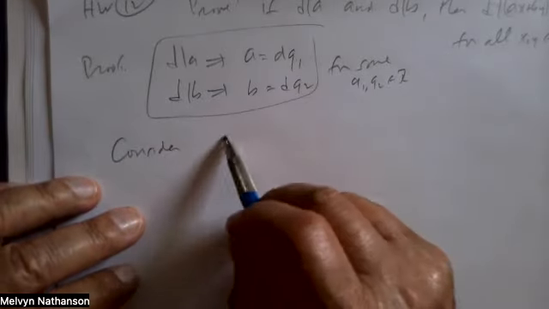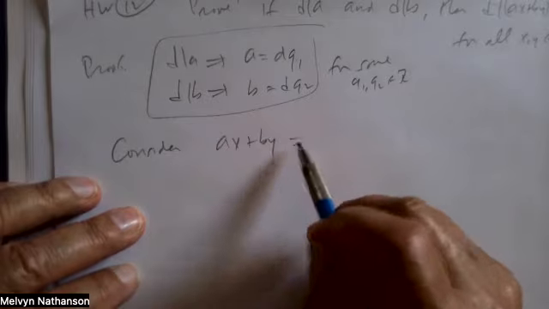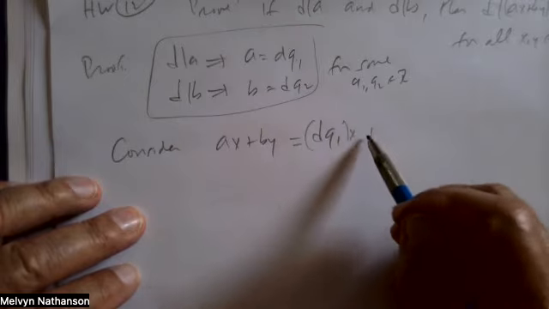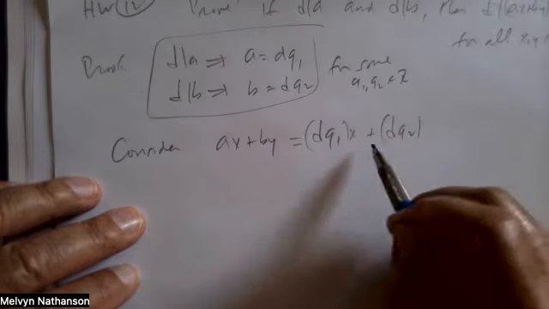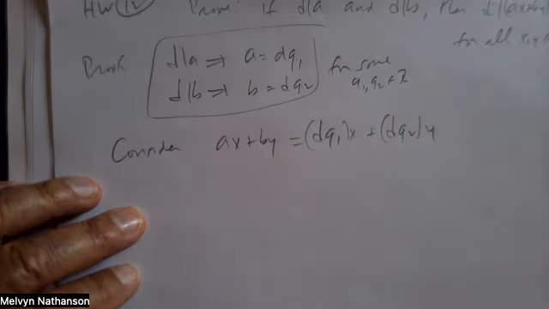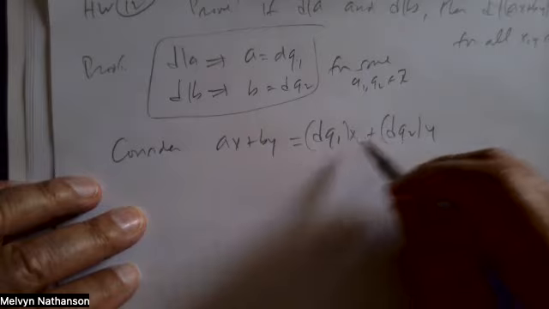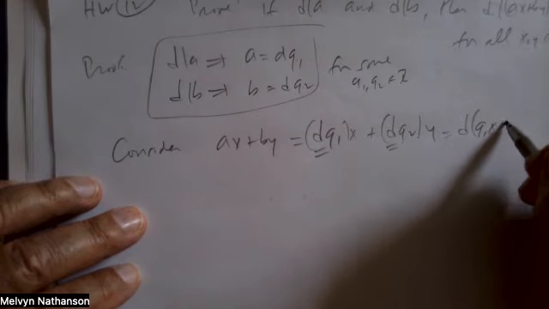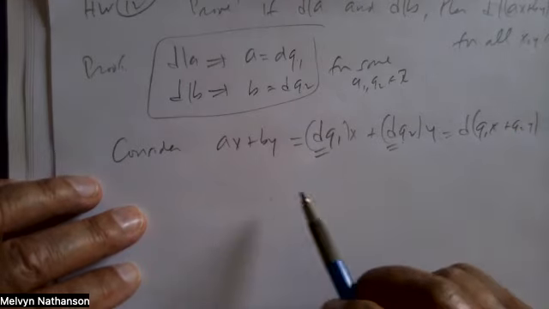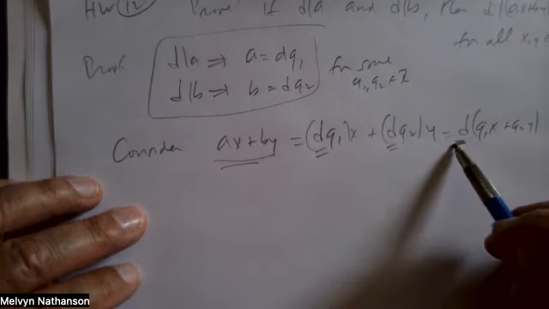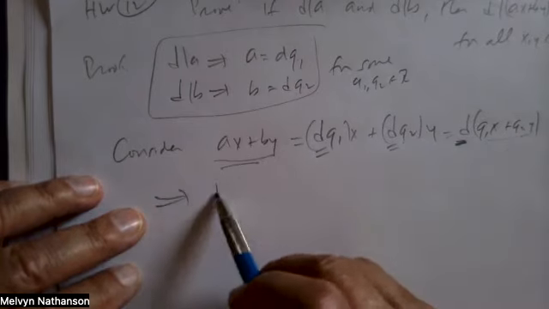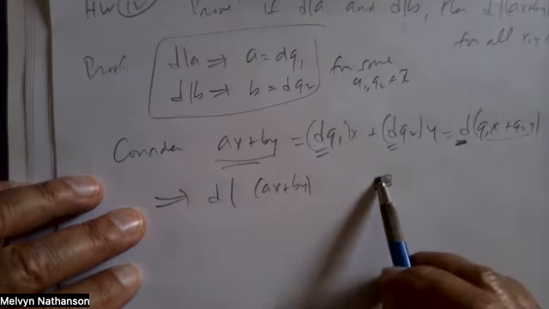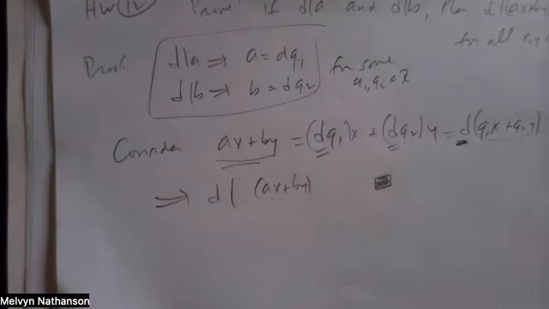So consider, take any X and Y, consider AX plus BY. But A is D times Q1, so this is DQ1 times X. And B is DQ2, so this is DQ2 times Y. And from this, I can factor out a D, because I have a D here and a D here. This is D times (Q1X plus Q2Y). So AX plus BY is D times some integer. So D divides AX plus BY. And that's the end of the proof. That's what we needed to prove.